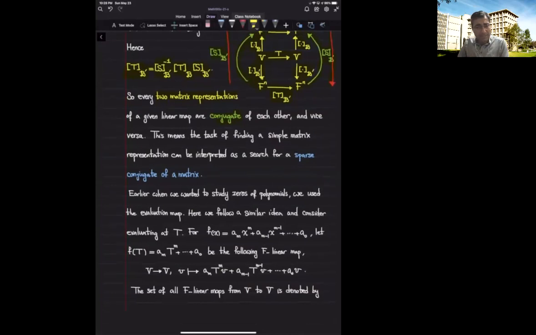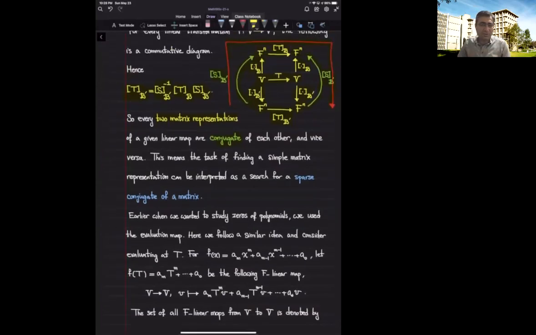So if I happen to know that two matrices are conjugate of each other, and think about this matrix multiplication as a linear transformation, then it's the same as saying that this linear transformation has these two different matrix representations with respect to two different bases. So this is an if and only if: two matrices are conjugate of each other if and only if they are matrix representations of some linear transformation. And if I give you a linear transformation, all matrix representations of this linear transformation are conjugate of each other.